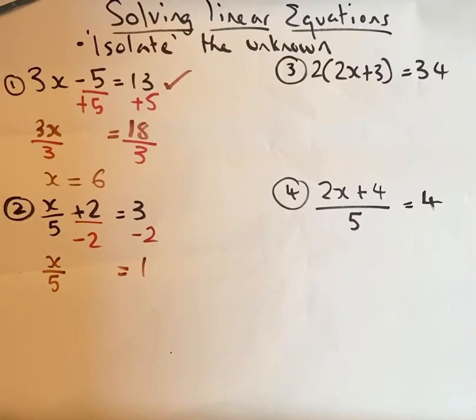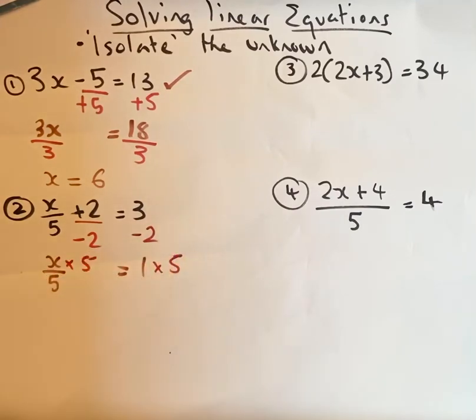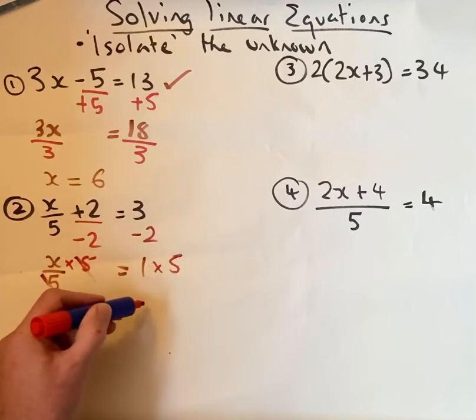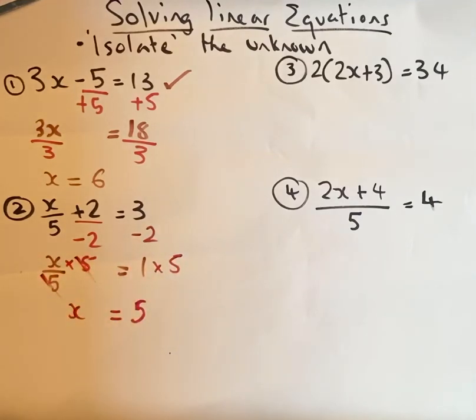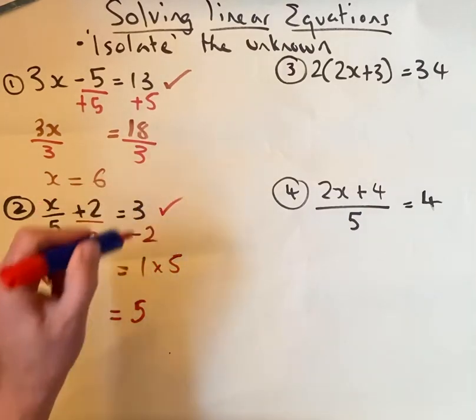Now, at this point, we've got to think about the idea of undoing divide by 5. So I think we have to times by 5 on that side, but if I'm going to do 5 times the left-hand side, I have to times the right-hand side by 5 also. So times by 5 and divide by 5 cancels out, which leaves you with x. And on the right-hand side, we're left with 5. So x has a value of 5. If we check that, substitute x is 5 into the equation, 5 divided by 5 gives us 1, and add 2 gives us 3, and that works. So we know again that is correct.